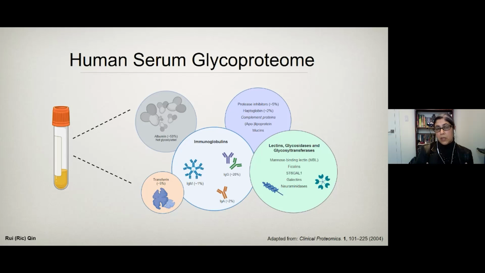So I just want to calibrate you a little bit on the human serum glycoproteome. You see glycosylation, of course, of the immunoglobulins. You have lectins in there, glycosidases and glycosyltransferases. And I point those out because although some of them are glycosylated and some of them are not, we actually added antibodies to these proteins to the array. So some of what you will see is not carbohydrate based, it's actually lectin and glycosidase based. And then, of course, you have protease inhibitors, haptoglobins, complement proteins, and many of those are also glycosylated. So you're really seeing glycosylation on a wide variety of proteins. Next slide, please.